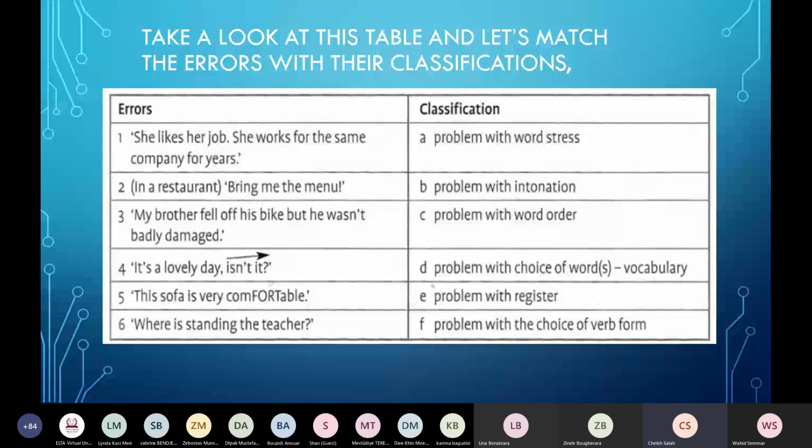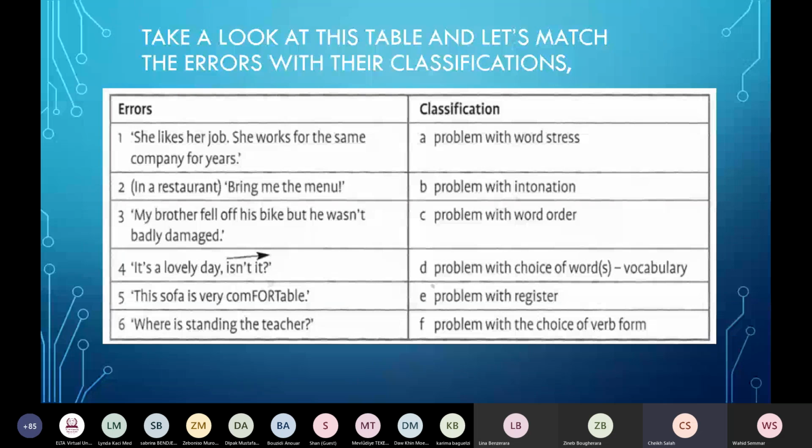So now I have an activity for you. We have errors and we have their classifications. This part here is going to show us. Can you see the screen? I did change the slide. Yes, you can see the screen. Perfect. Okay.